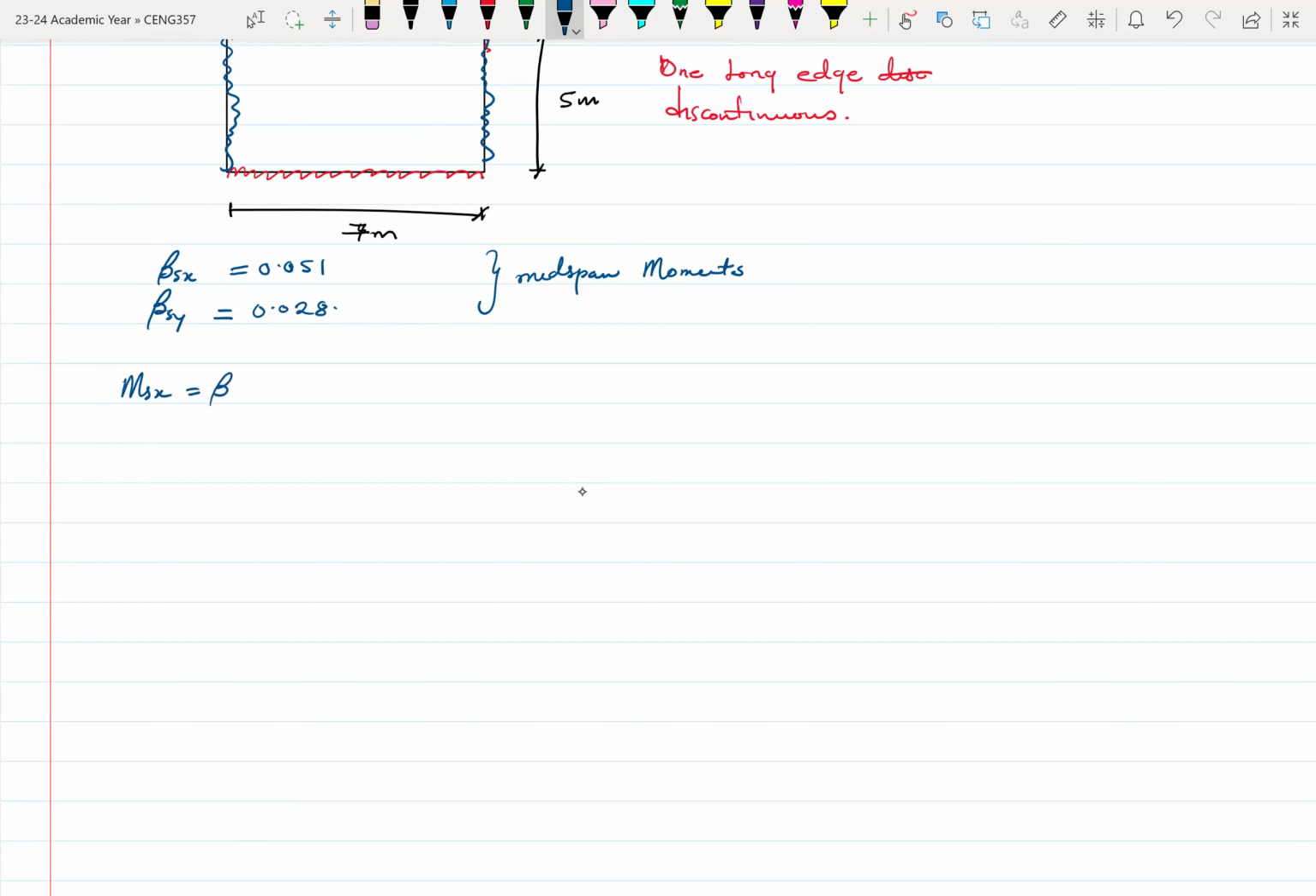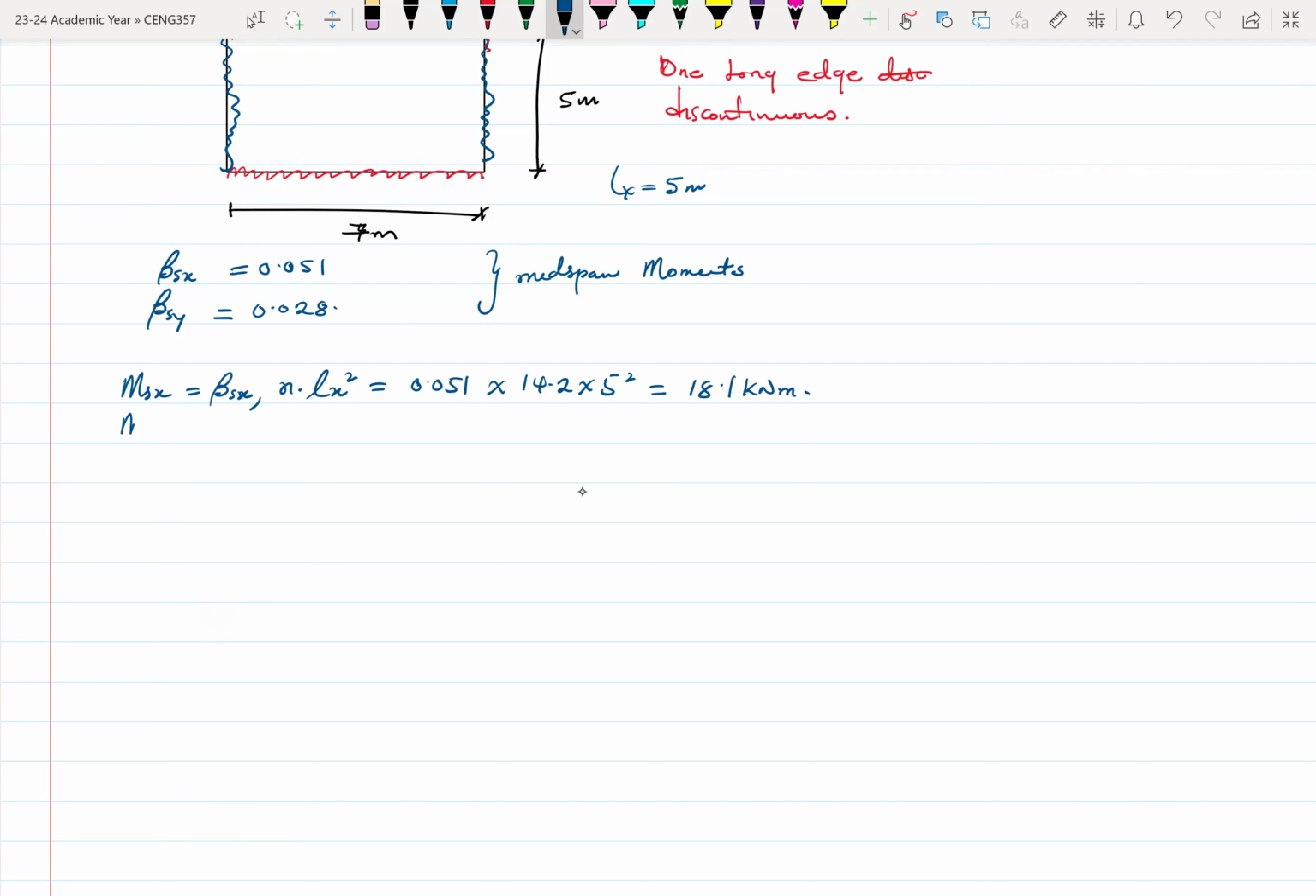So now our MSX will be equal to BXX times n times LX squared. So that would be 0.051 times an n value of 14.2. Then our LX in this case is 5 meters, so it becomes 5 squared, and this will give us 18.1 kilonewton meters. So this is the mid-span moment in the short span.